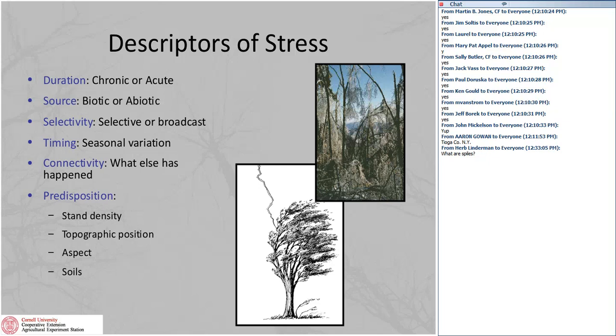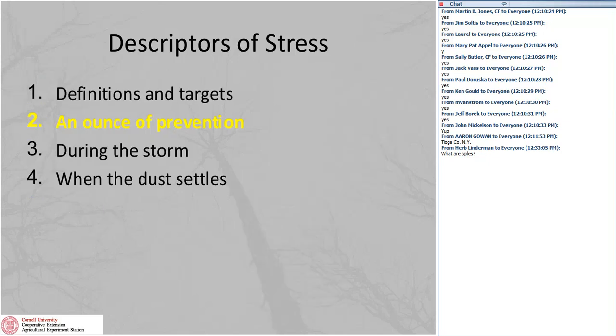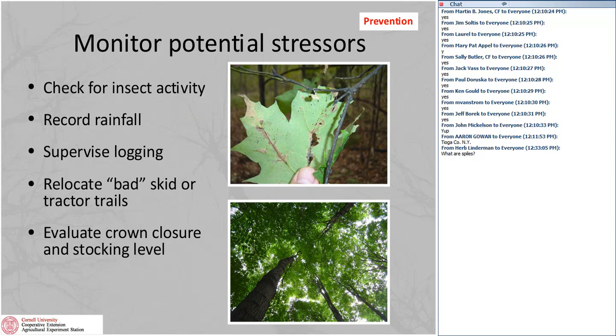But it does allow you, hopefully, to prepare for this kind of thing in the future. Okay, so now let's look at the before the storm, an ounce of prevention. Monitoring is important, and there are lots of things that you can be monitoring. Essentially, you're monitoring for the potential agents of stress.